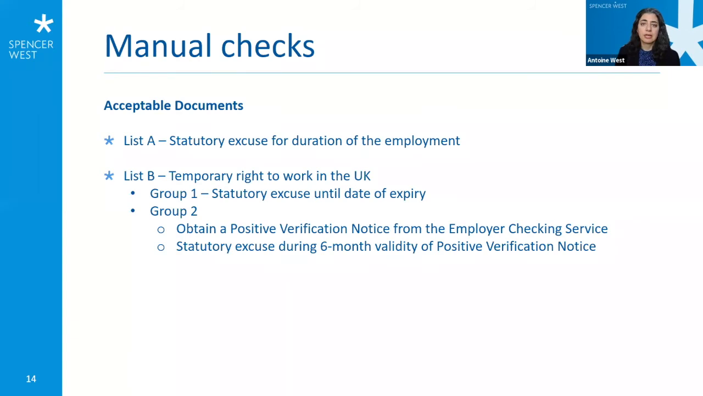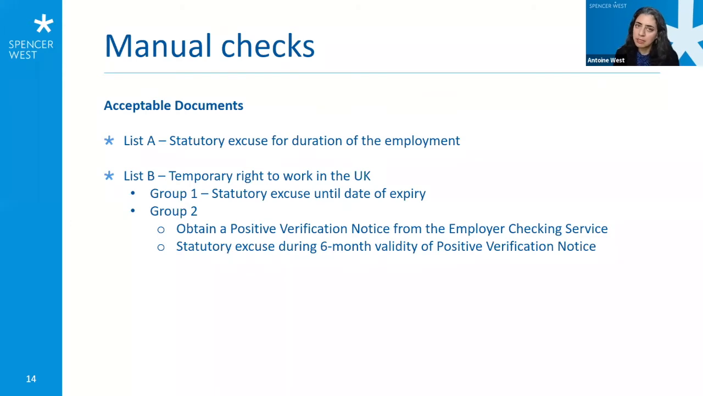Now, there is another list of documents. And again, we're going to look at these in a minute, so you have a bit better understanding of the documents that I'm talking about. There's another list, list B. Documents on list B reflect a temporary right to work in the UK, okay? And list B is divided up into group 1 and group 2. All right, and you have to recheck group 1 documents before they expire.